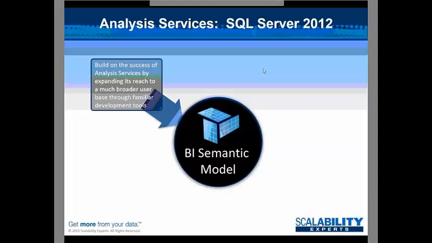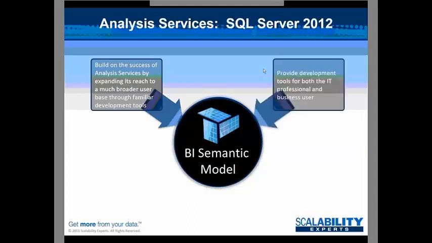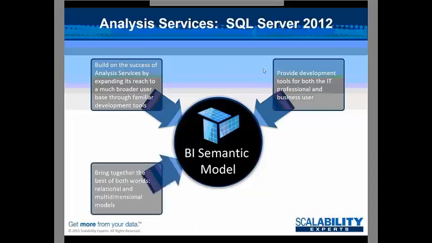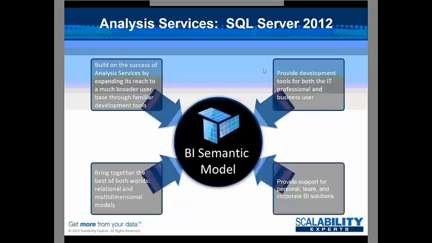1, they wanted to build on the already existing analysis services platform, but spread it out to a much broader audience with familiar development tools. They wanted to provide development tools that not only could an end user start the development of the semantic model, but then IT could pick it up and maintain that model going forward with professional tools, not having to use Excel to go in and edit a semantic model. They wanted to bring together the best of both the relational and the multi-dimensional models all into one platform, and they've successfully done that. And then lastly, they wanted a semantic model on a personal level that can be shared within a team, or from a corporate perspective, they can bring the solution back out of either the personal or the team model and offer it up as a company-wide corporate BI solution.